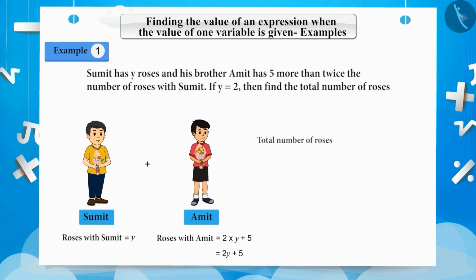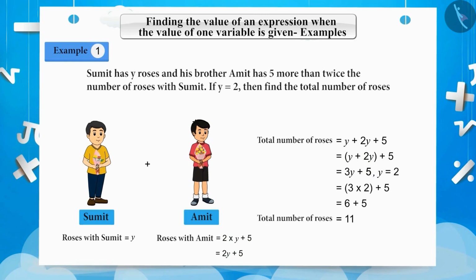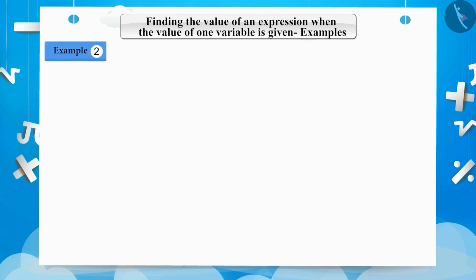The total number of roses will be y plus 2y plus 5. By simplifying this expression, we get 3y plus 5. As we know that the value of y is 2, by substituting y with 2, we get 3 multiplied by 2 plus 5, is equal to 6 plus 5, is equal to 11. Hence, the total number of roses will be 11.